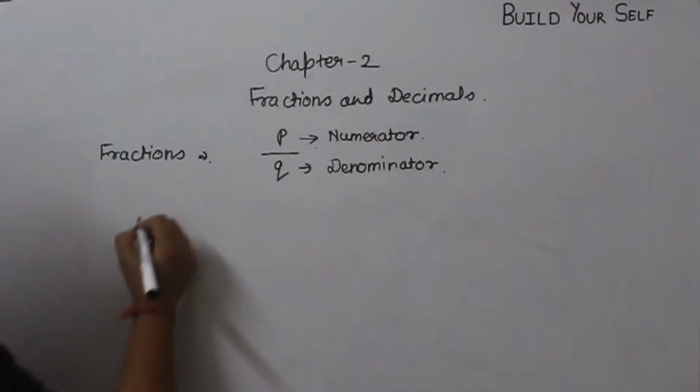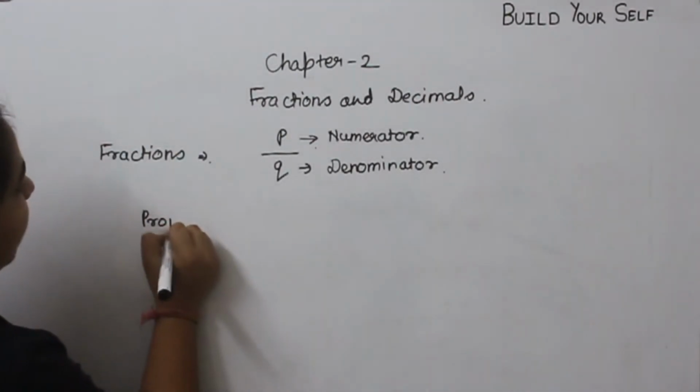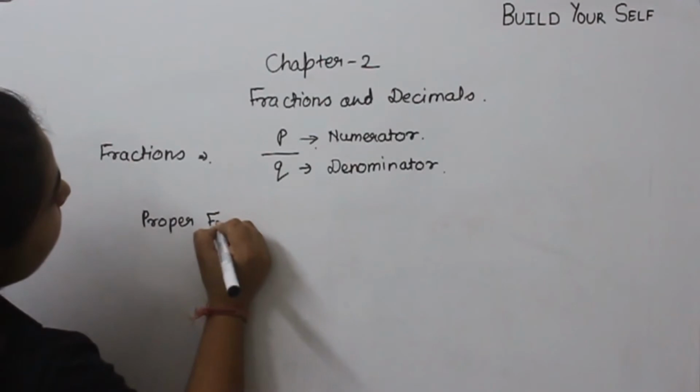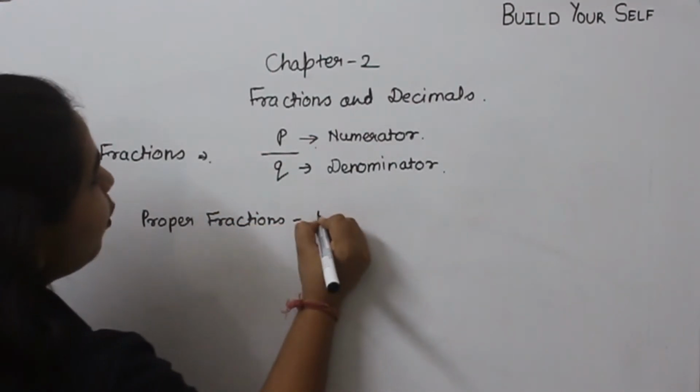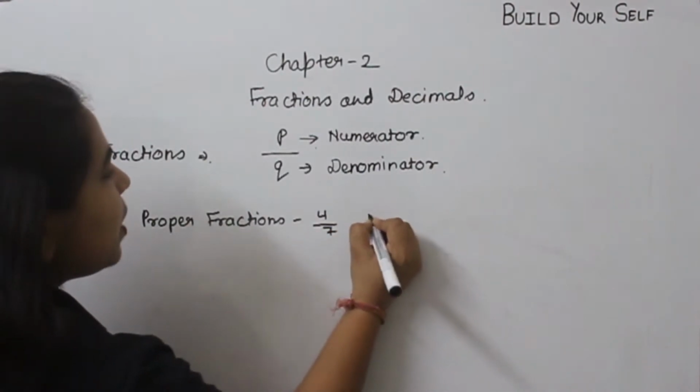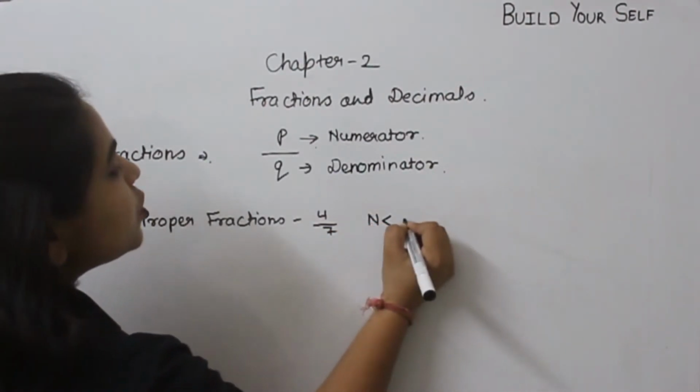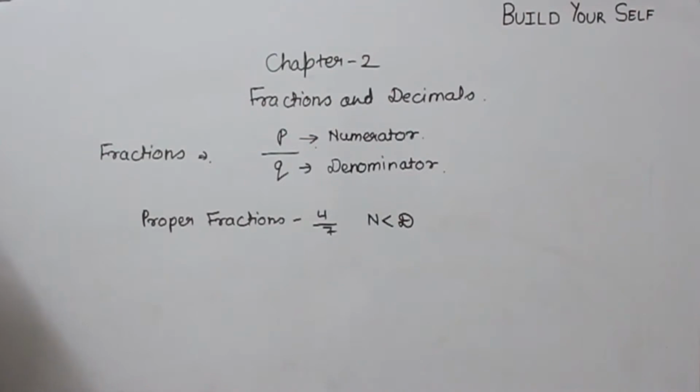There are three types of fractions. First one is known as proper fraction. For example, 4 by 7. In this one, numerator is smaller than denominator.